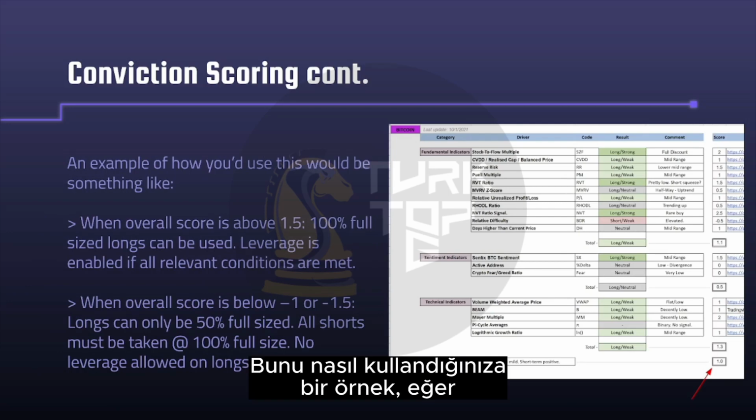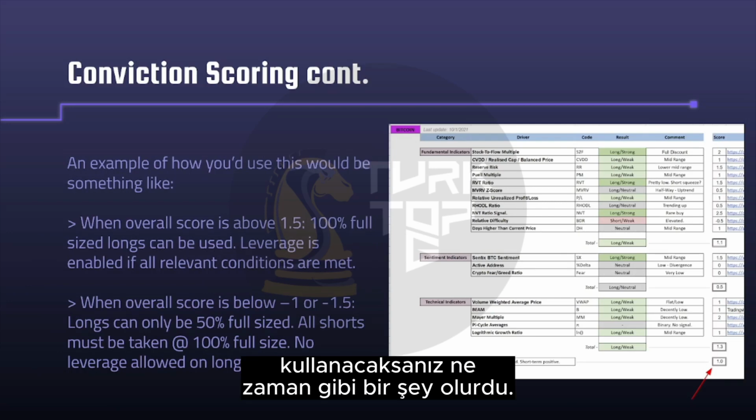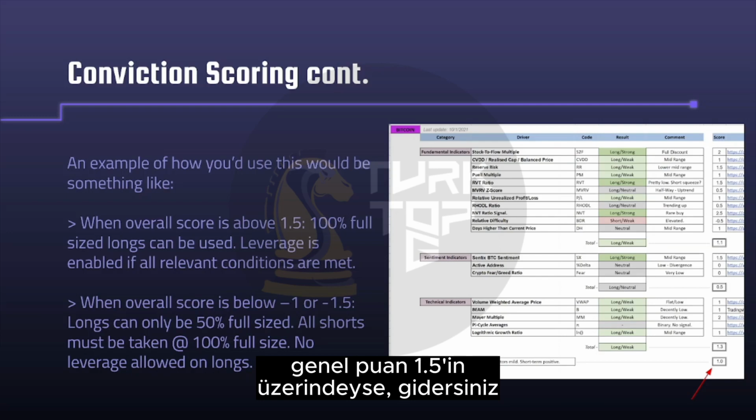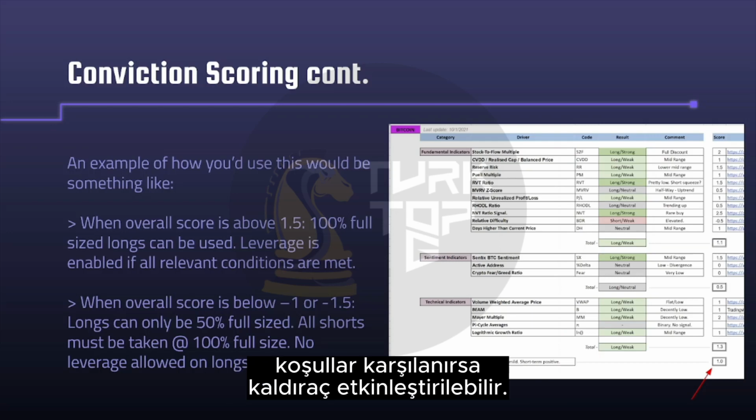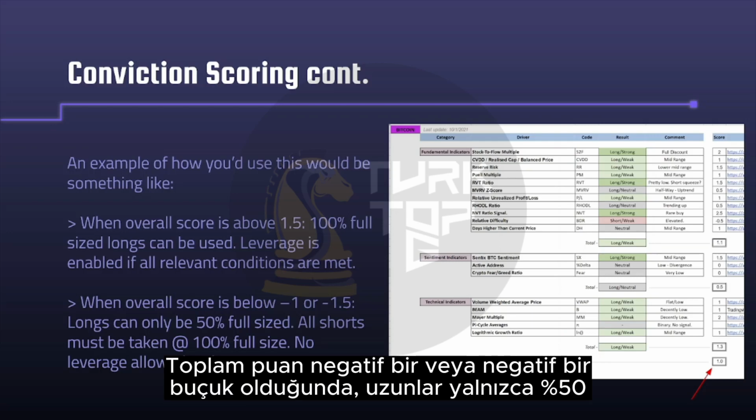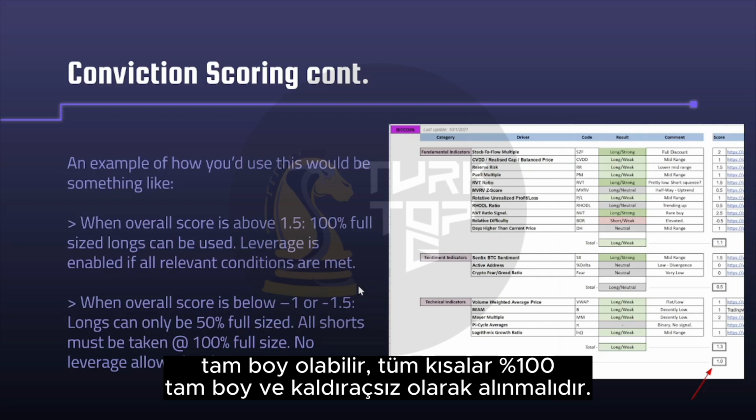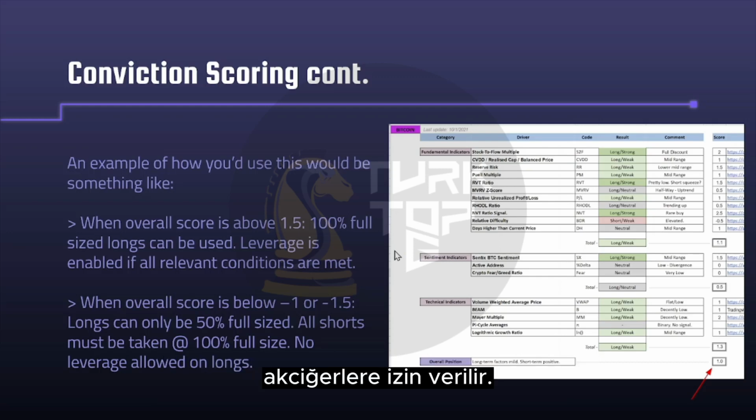An example of how you use this, if you're going to use it, would be something like: when the overall score is above 1.5, you would go 100% with your full-size longs, and leverage can be enabled if the relevant conditions are met. When the overall score is, let's say, -1 or -1.5, longs can only be 50% full-sized. All shorts must be taken with 100% full size, and no leverage allowed on the longs.